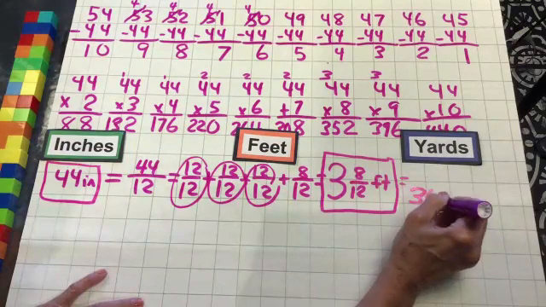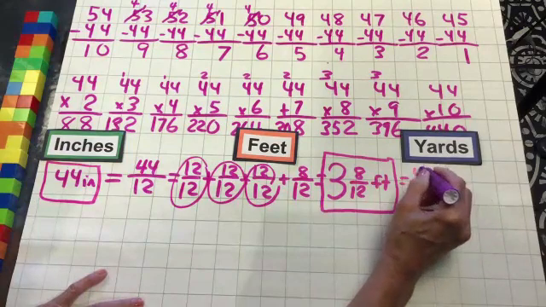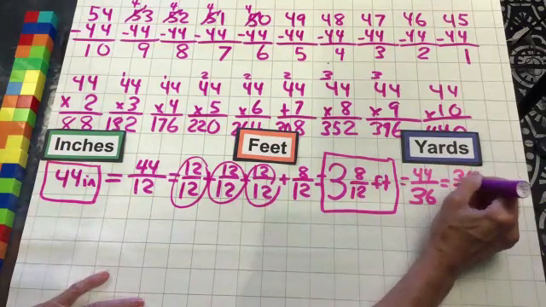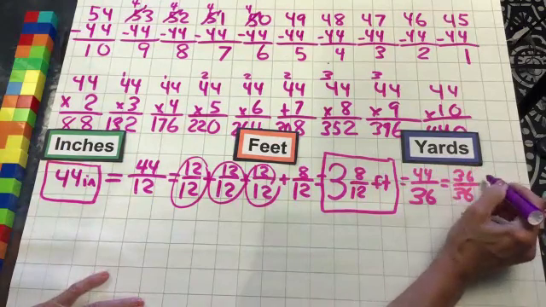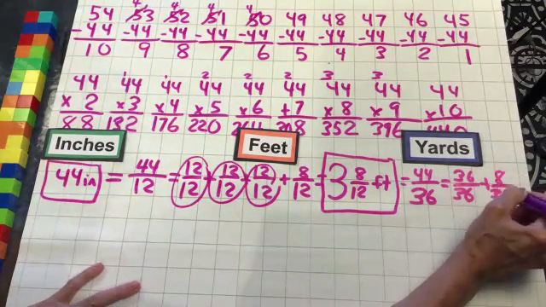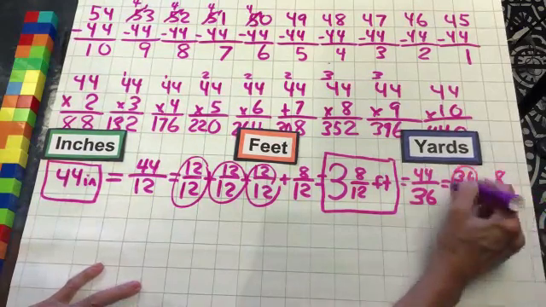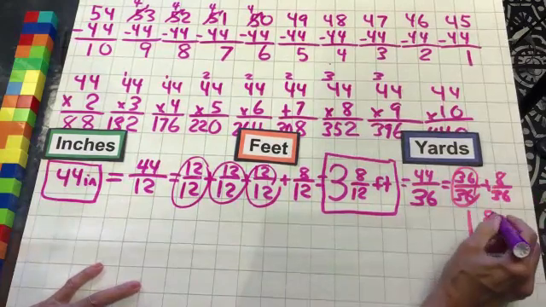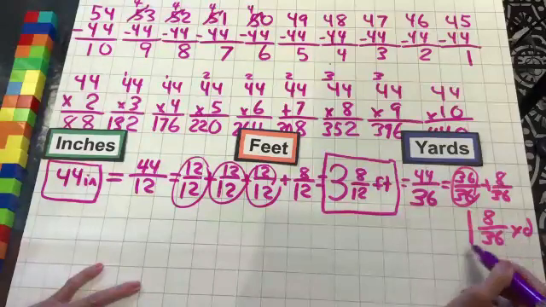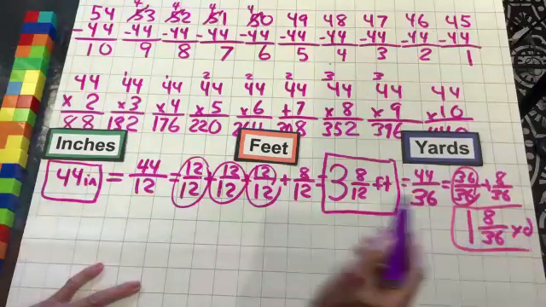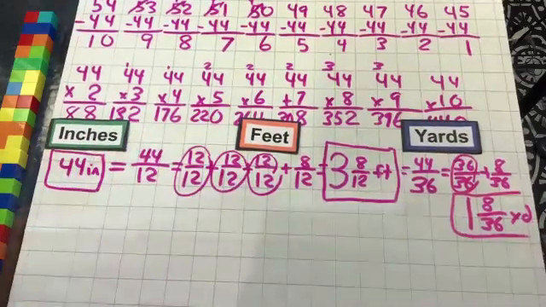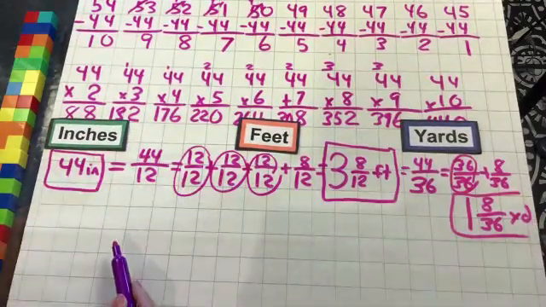We know it takes 36 inches to make a yard. We have 44. So we're going to break that down into 36 over 36. So we did get 1 yard out of that, plus 8 over 36. So ours would be 1 and 8 over 36 yards. So 1 and 8/36 of a yard is the same as 3 and 8 twelfths of a foot and 44 inches. Those are all equal to each other.